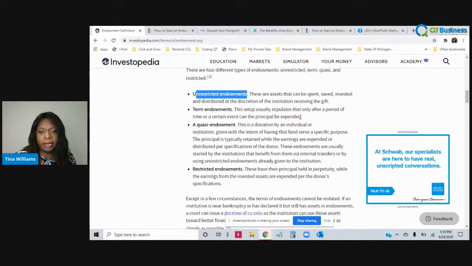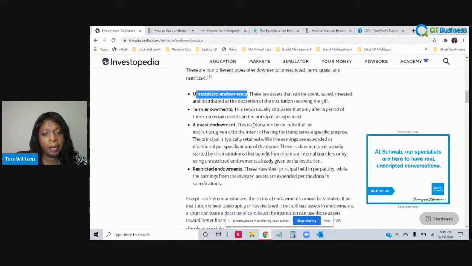So it could be that the person that had the endowment passed and they say, well, at my death, they can just spend all of it. So that $1 million you've been getting $100,000 a year from, now you get to spend it if it's a term endowment. So that's how it's set up.